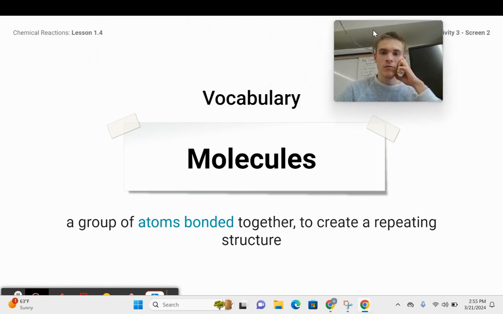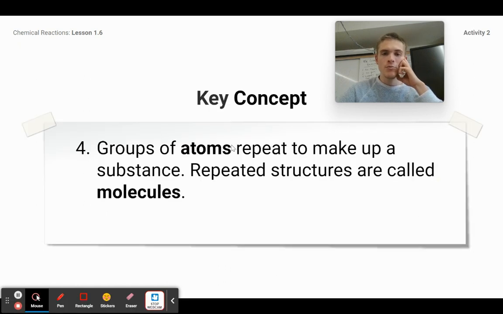Another vocabulary word to know is molecules, which is a group of atoms bonded together to create a repeating structure. Groups of atoms repeat to make a substance. Repeated structures are called molecules.